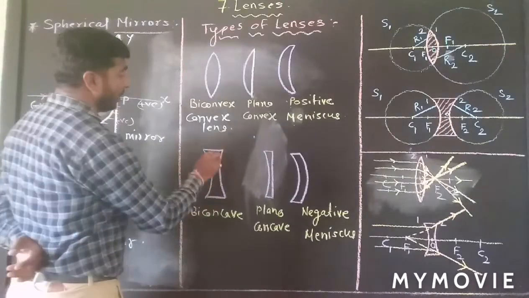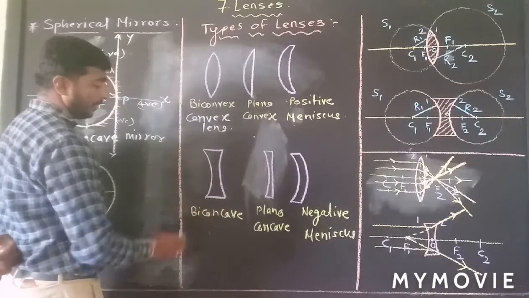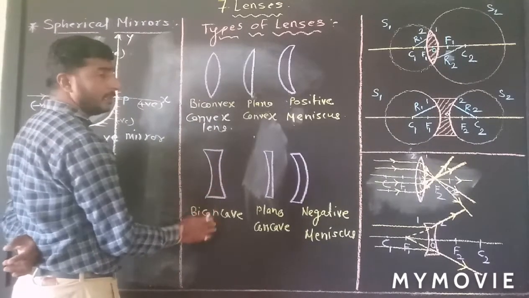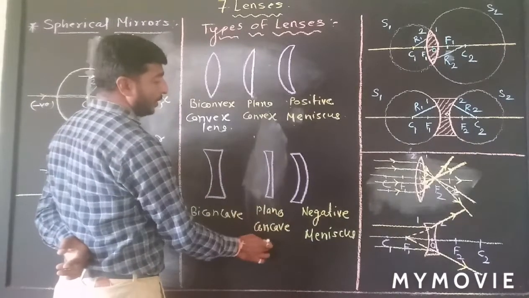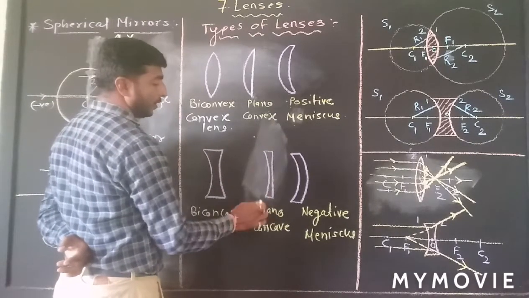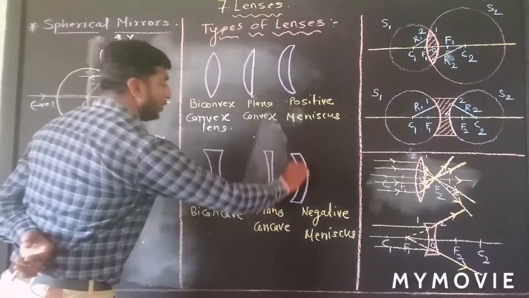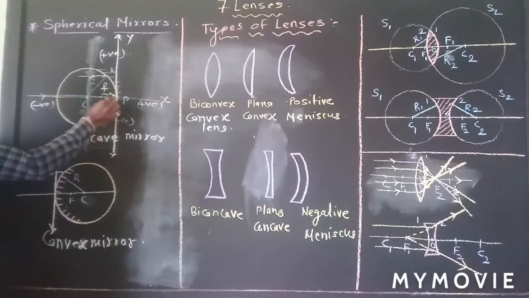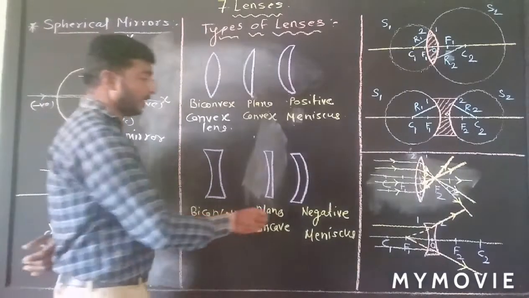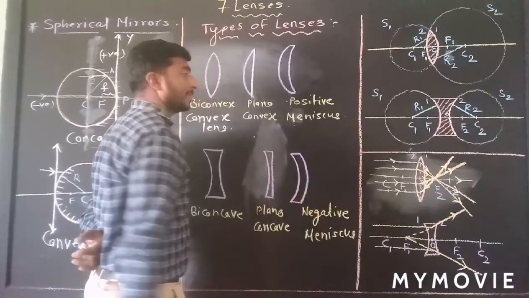In the case of the concave type, it is a biconcave lens because the two surfaces are concave. Then plano-concave: one surface is plane and the other is concave, so it is called plano-concave. And negative meniscus, because this concave part has a negative focal length. That is why it is called a negative meniscus.